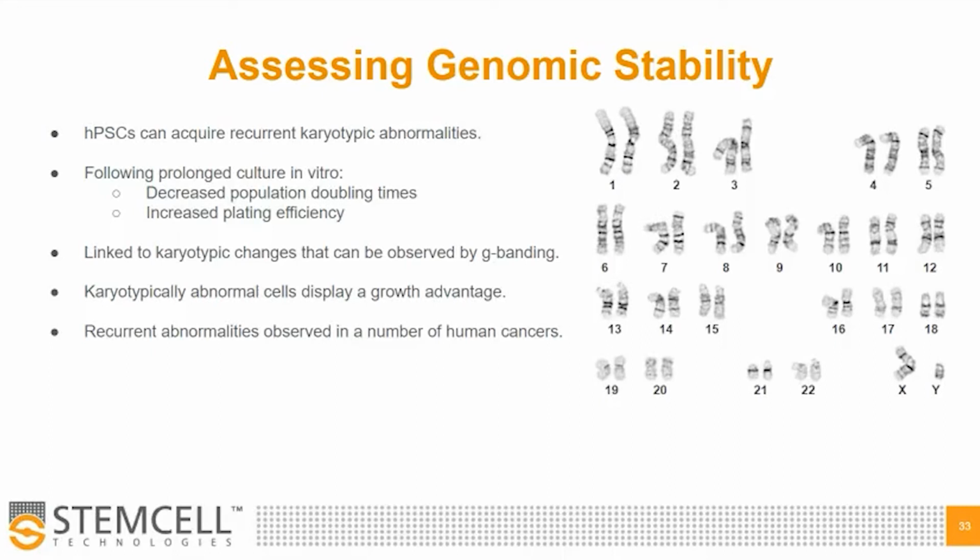The danger is that a number of these recurrent abnormalities are also observed in a number of human cancers. Therefore, in the realm of cell quality, we need to be sure that we are culturing hPSCs and not cancer cells.